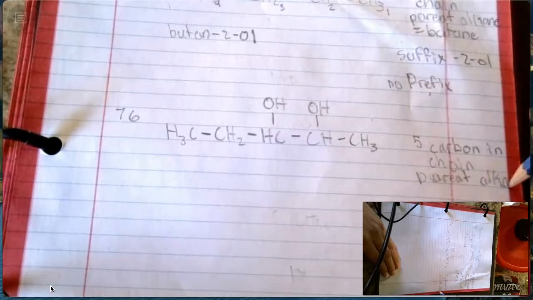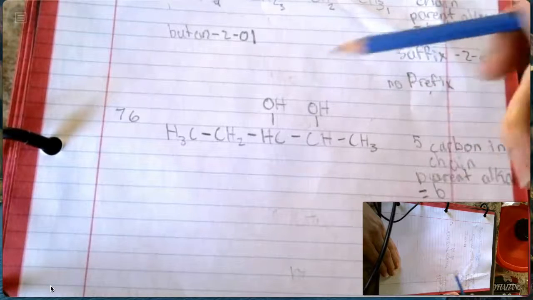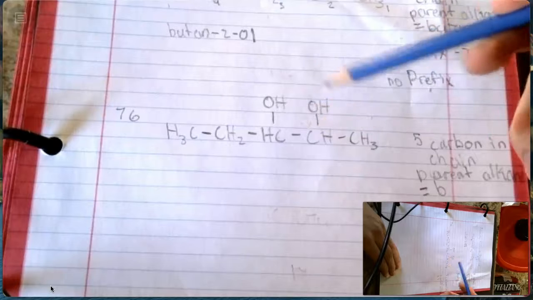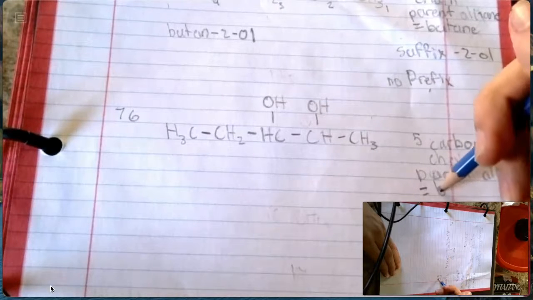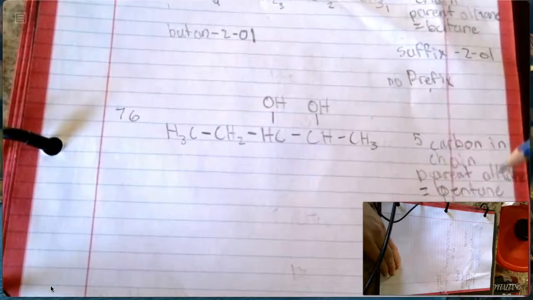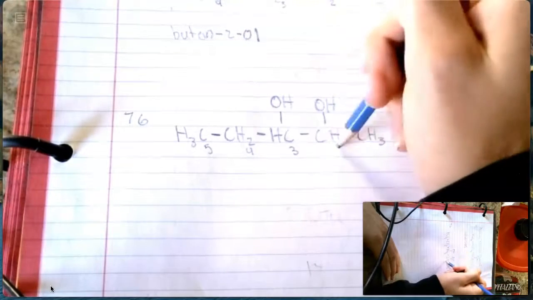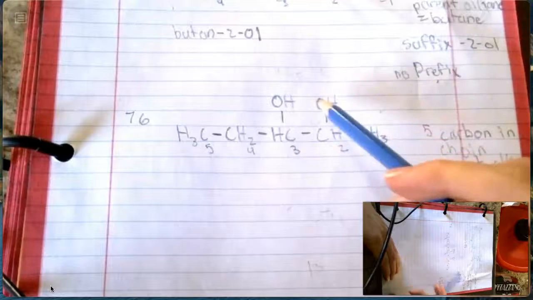Our next step, or our mini step, is going to be numbering the carbons in the chain so that the lowest numbers are next to the hydroxyl group. So parent alkane equals pentane. And then we want to number our carbons, so 5, 4, 3, 2, 1. Lowest numbers are near the hydroxyls.